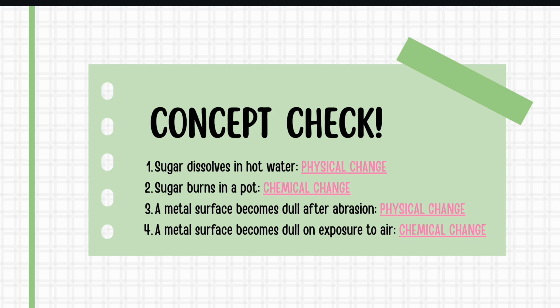Number 2, sugar burns in a pot. Keyword burns. Anytime you see burns or flammable, that's going to be a chemical change. Because if you burn sugar, there's no way you can take that sugar and make it granulated sugar once again, right? Now it's going to be caramel.